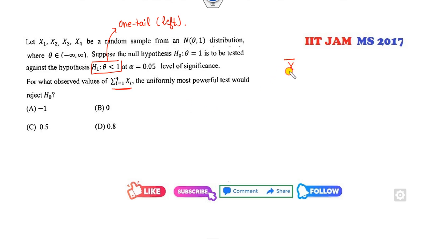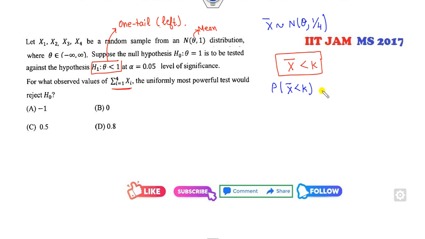Because the unknown is my mean. So for the left case it will be here, because it's a left tail test. So I can write here: what is the x bar? X bar is my normal distribution with the mean here, and variance is 1 by n. So can I find this value? This is my critical region, so this number is my 0.05.